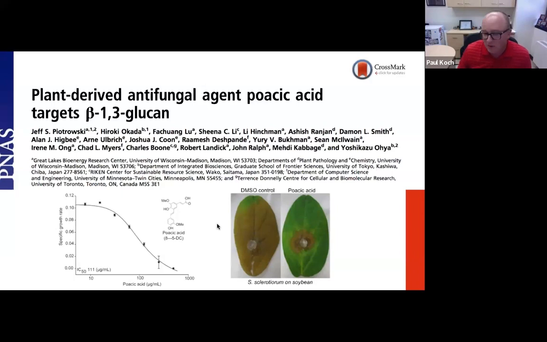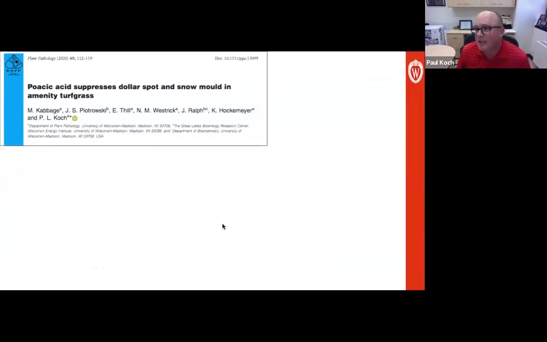In turfgrass, we can. So after really not seeing a lot of success in soybeans, Mehdi Kabbage, my colleague here in the Department of Plant Pathology at UW-Madison, came to me and said, Paul, why don't we test this on turf? And so we did. The paper that details those projects is this paper that we published back in 2020 in the journal Plant Pathology. We basically tested Poacic acid, the raw Poacic acid compound, against dollar spot and snow mold.